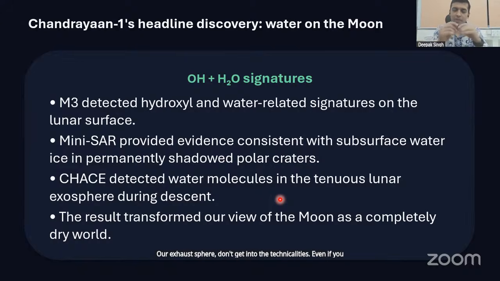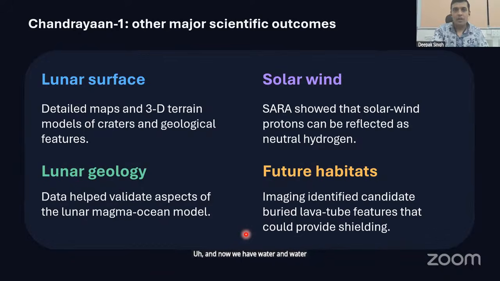Even if you don't understand, it's basically some particles, or these volatiles, they get up from the surface and they surround the moon. So that basically transformed our view of the moon as a completely dry world. And now we have water and water signature there.